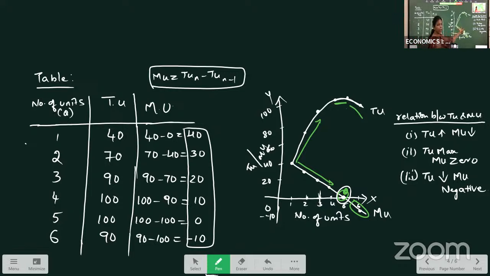Okay, the same thing we have written here. When total utility increases, marginal utility decreases. When total utility is maximum, marginal utility is 0. When total utility is decreasing, marginal utility is negative. Okay, this is how we'll explain it here.